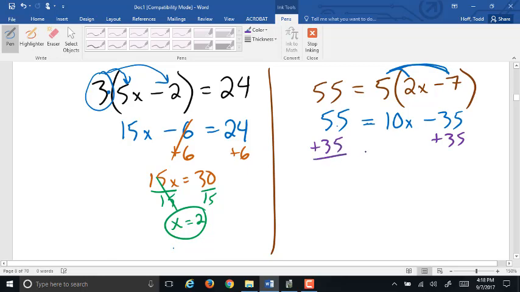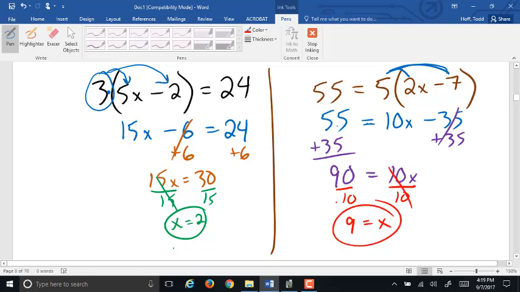Add 35. We get 90 equals 10x. That 35 is gone. And then divide by 10 to give us 9 equals x. Perfect. And as always, we could go back and put that 9 in for x and make sure we get the same value on both sides. At this point, I'm not going to do that anymore because I'm assuming you guys can deal with that. I'm guessing you're getting a little tired of seeing it by now.